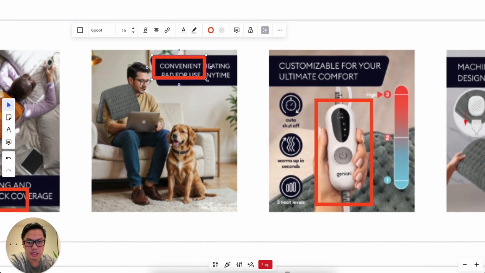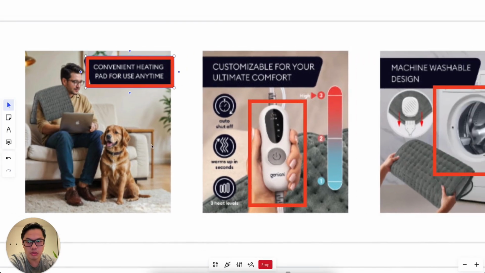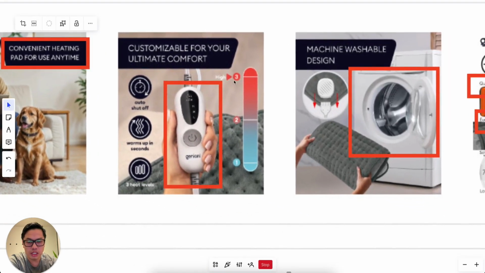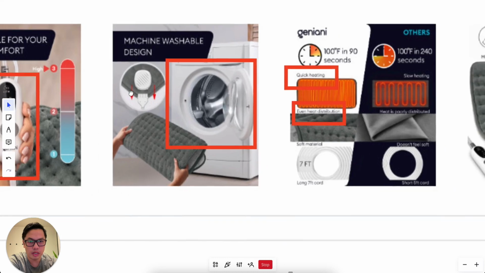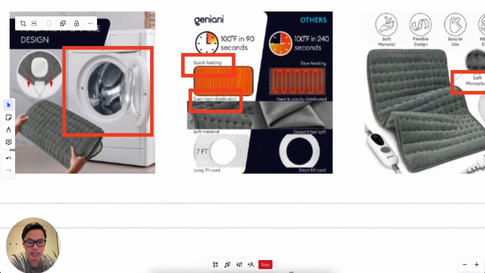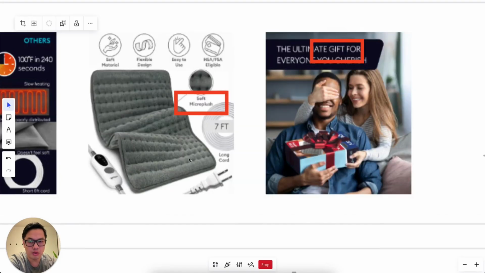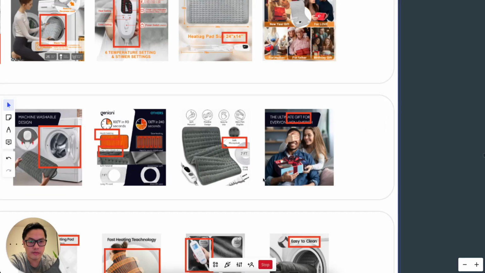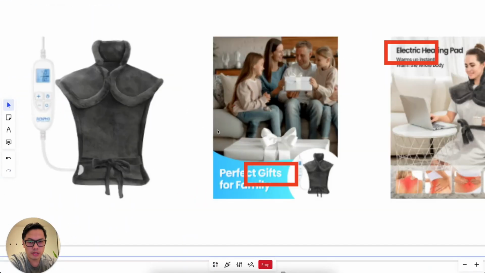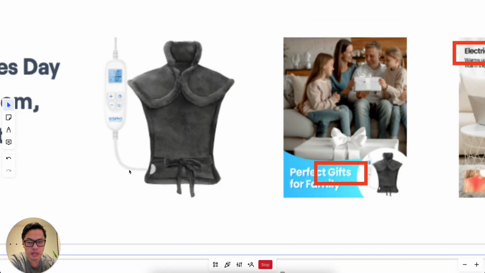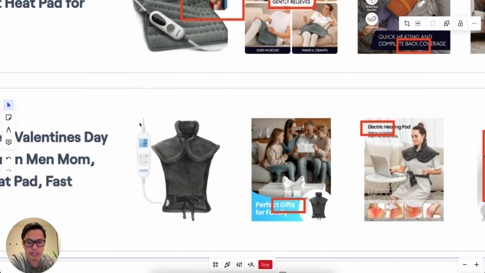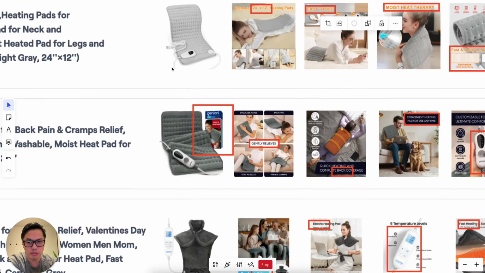Convenient. So this is kind of like that portable call out. Adjustable heat settings, machine washable, quick heating, heat distribution. Here's a comparison. This one's a direct call out on the material and gift. Okay, see what else we got here. So yeah, very nice clean image. It also has the remote. The remote is prevalent in all of them.